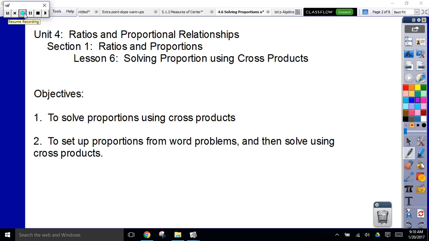Okay, so today's lesson, yesterday we talked about how to tell whether ratios were proportional. Today we are going to be given proportions and we're going to use the idea of cross products that we used yesterday to solve those proportions. So we'll talk about solving proportions using cross products. We'll also start talking a little bit about how to set up proportions from word problems and then solve using cross products.